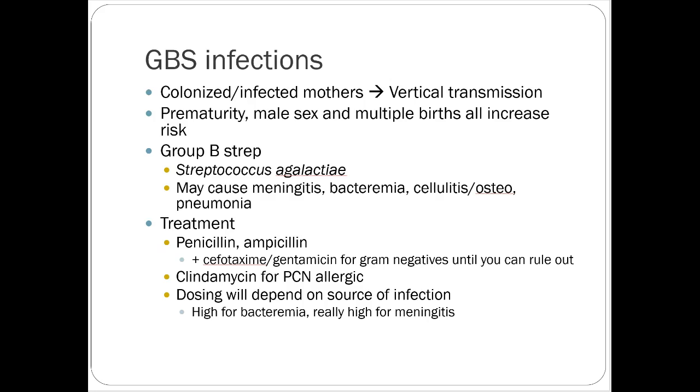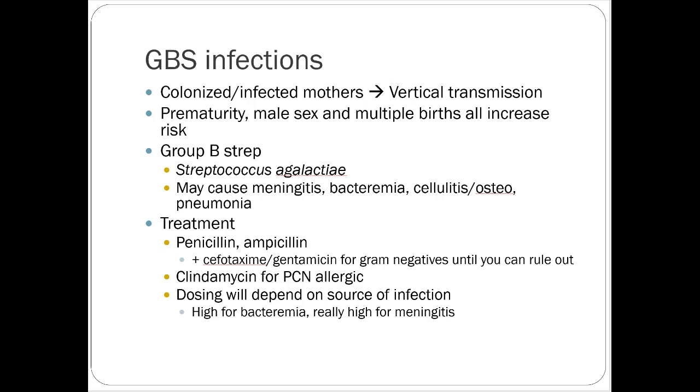All right, group B strep infection. So this is one of the reasons we're so aggressive with treating mothers who are group B strep positive. We want to make sure we're avoiding that transmission. Prematurity, male sex, and multiple births all increase the risk for the child of getting a group B strep infection, in case you're wondering. And group B strep can go on to not only cause bacteremia, but can also cause meningitis, cause skin and soft tissue things, and pneumonia, which can all be really detrimental to a developing child, especially when they're really young.